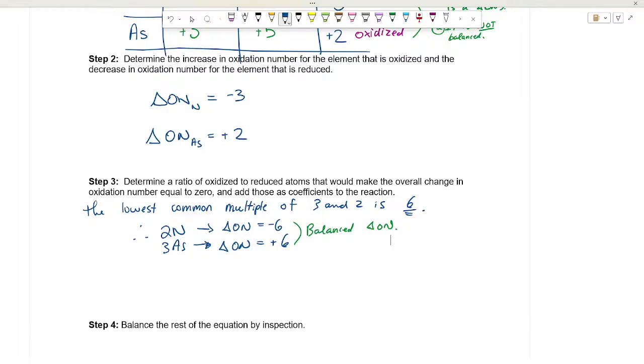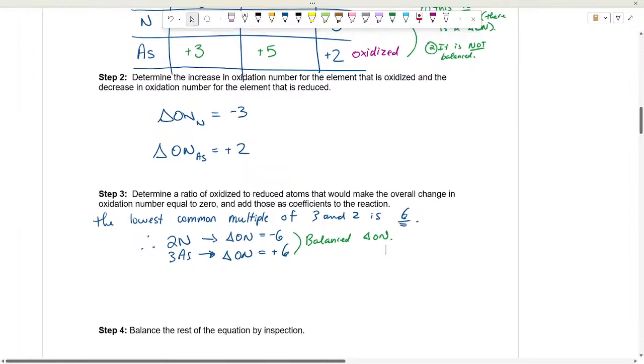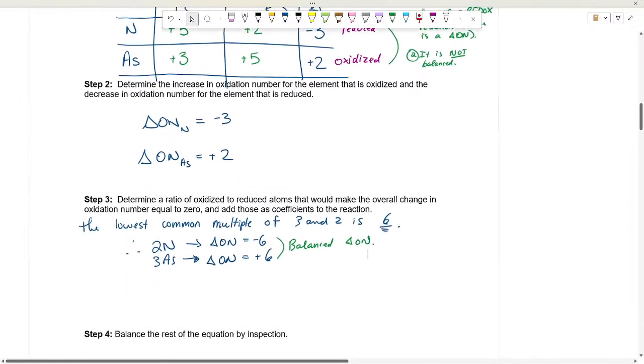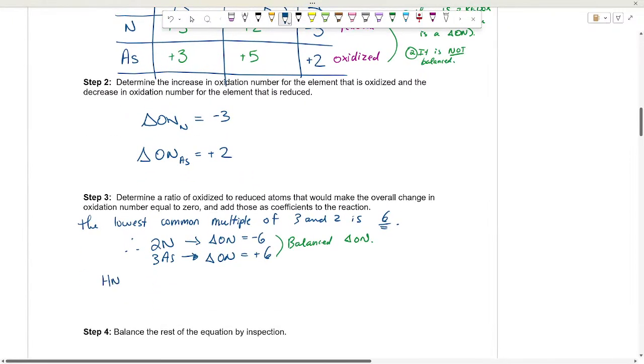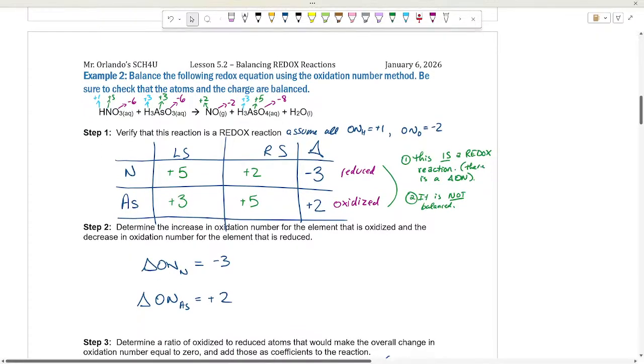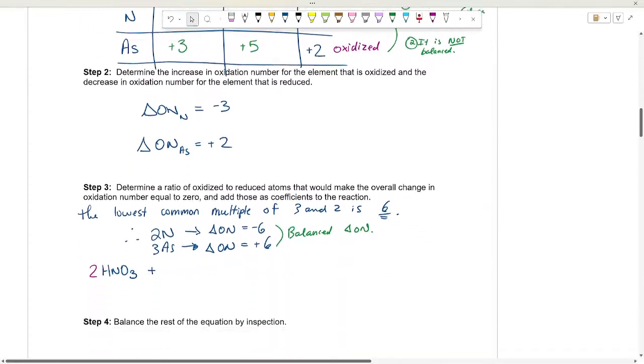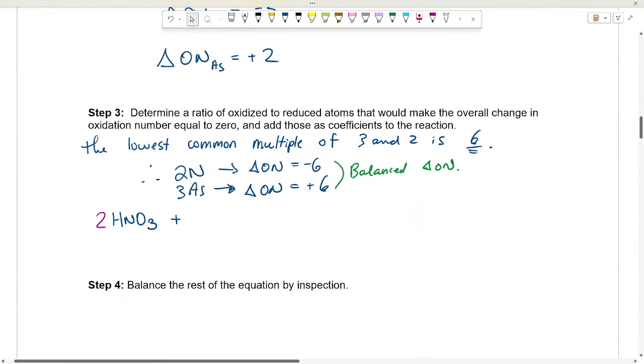So now we can actually look at our original equation. And we can just say that instead of 1 nitrogen, how many do I need? 2. So I'm just going to throw a 2 in front there, and now we know that. And then what does that react with from the original equation? H3AsO3. But how many of those do I need? 3. And sorry, is that H3AsO3?